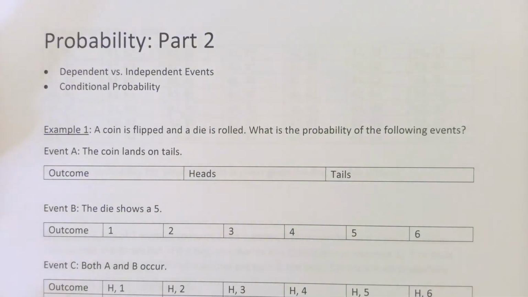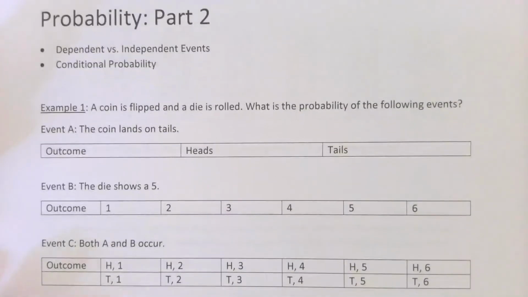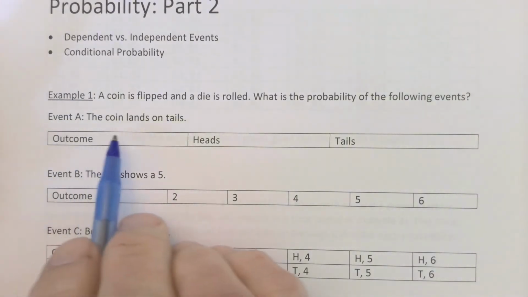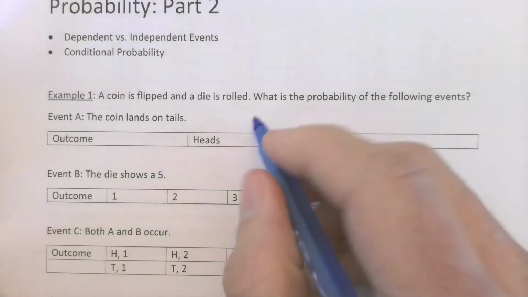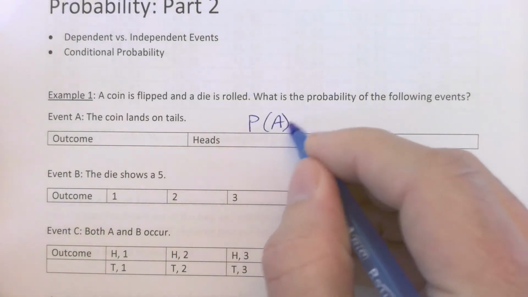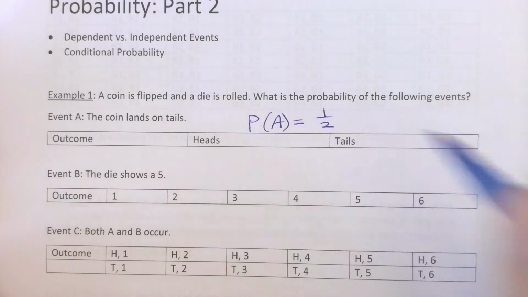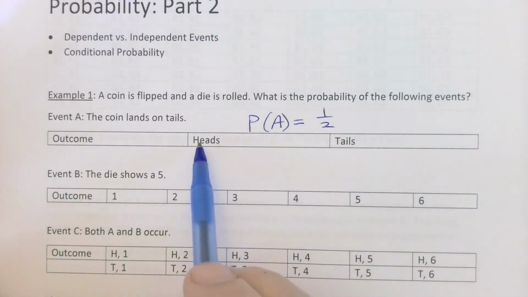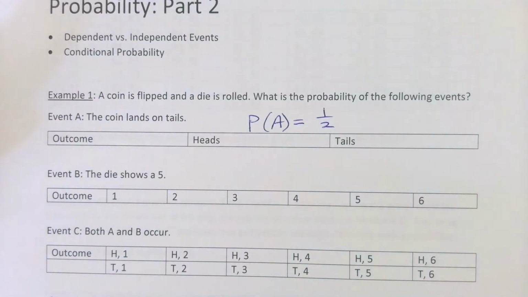So first of all, in this example, we're going to flip a coin and roll a die. The first question is, what's the probability of event A? The coin lands on tails. Well, that's equal to 1/2. And that's because there's only one favorable outcome among two possible equally likely outcomes.